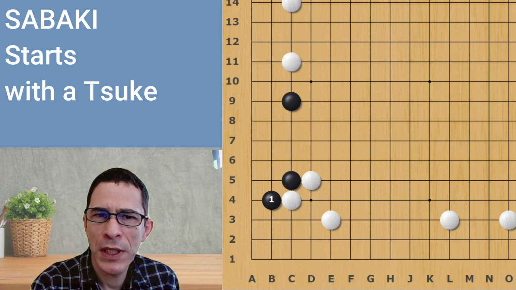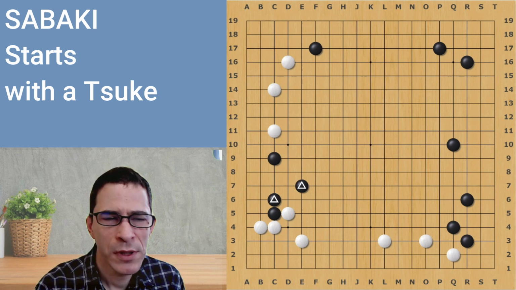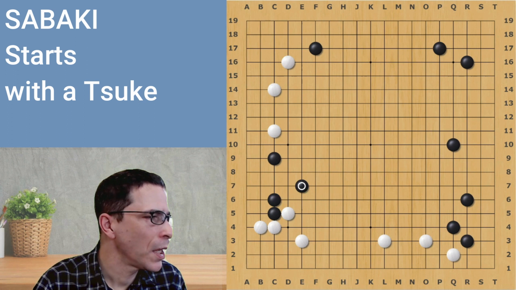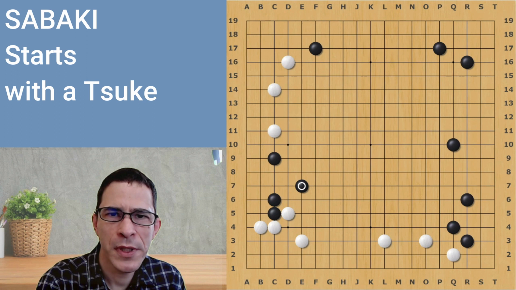So black has established a fairly strong position on the left side here. So let's get rid of these. And for the time being, I would say that the left side is finished for a while. White could move to the top side or the right side. And I'm going to start with the top side, white pincering here.